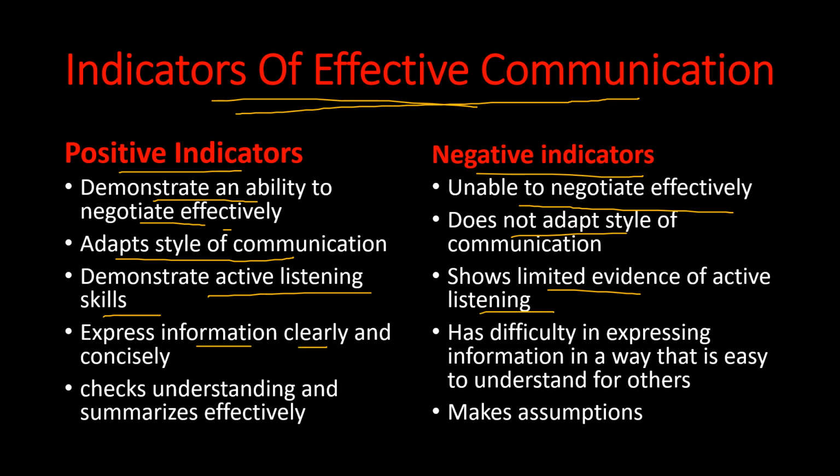Express information clearly and concisely. Some candidates give a lot of information. Even the doctor cannot understand it, so how can the role player, the mother or the father or the patient, understand? So you should know what information you should give, which can be understood by the mother. You should not give information which they don't understand. They know you have a lot of information, but you should give it concisely and clearly, and it should be understandable by the role player. The negative indicator is having difficulty expressing information in a way that is easy and understandable for others.